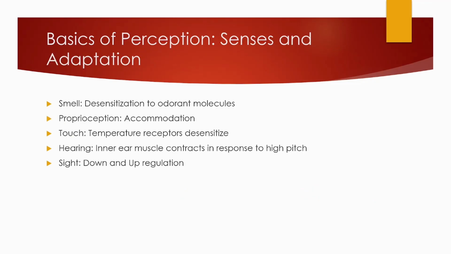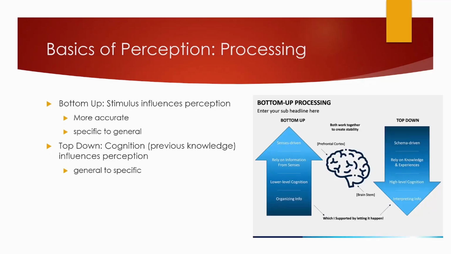Now, these are the main senses that we have, and this is how we adapt to them. Feel free to pause and take notes, as these are essentially all that you need to know for what the adaptations are. For the MCAT, though, the most important senses are sight and hearing, which will be covered in depth in this video. Before we jump into those, let's talk about the basics of perception, starting with processing types.